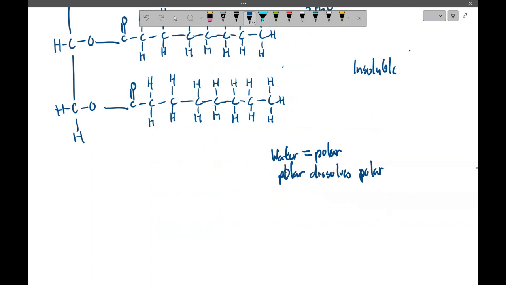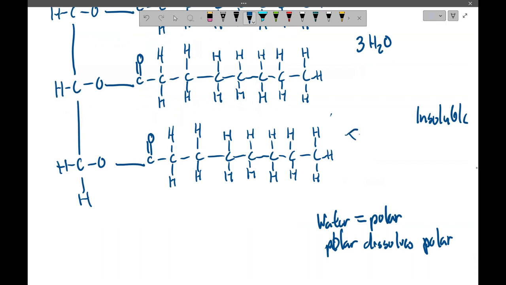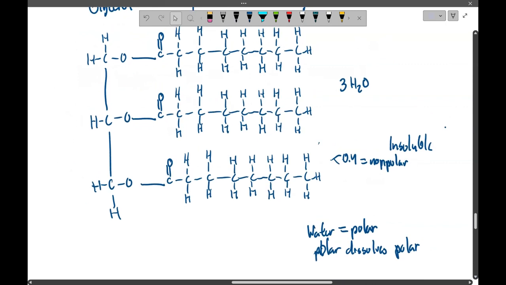And it's normally quantified numerically. If the difference is greater than 0.4, it's polar. And if it's less than 0.4, it's nonpolar. And hydrogen and carbon here, which you see are bonded together, they have an electronegativity difference of less than 0.4. So it's nonpolar. And for that reason, lipids are not soluble in water.